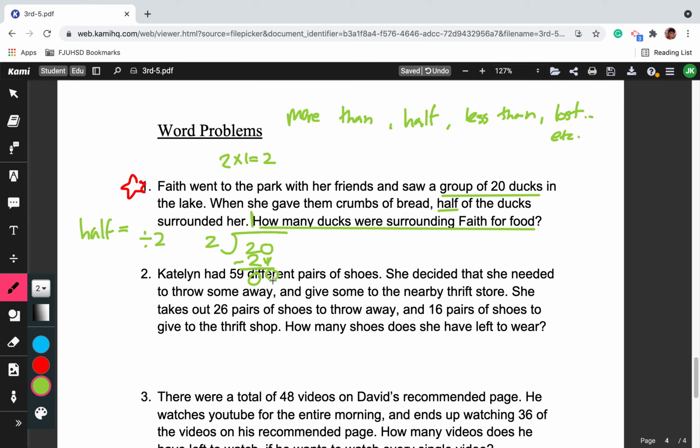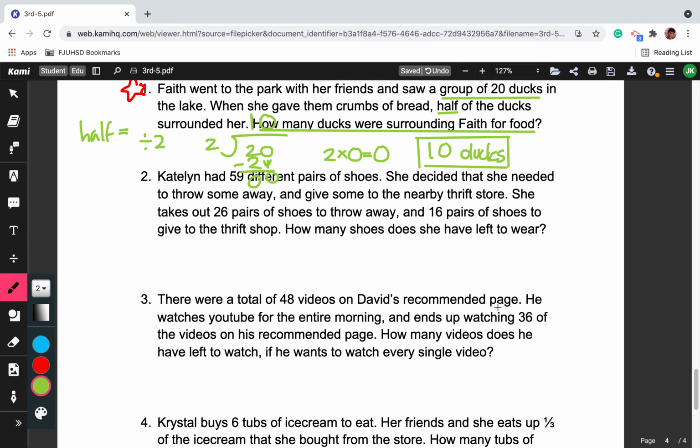Once all the numbers are dragged down, then the division problem is complete. So how many times can 2 go into 0? Well, anything times 0 is equal to 0. So 2 goes into 0, 0 times. Therefore, there are 10 ducks surrounding them. Remember to write the units, which is ducks for this example, box your answers, and that's it.